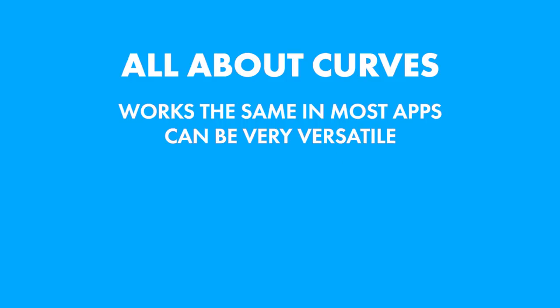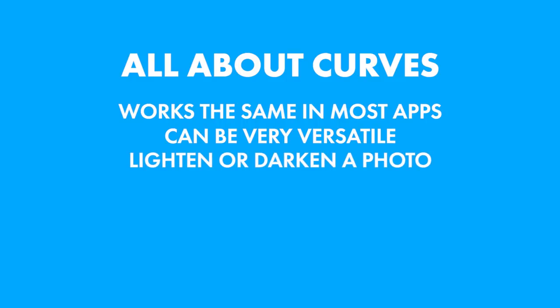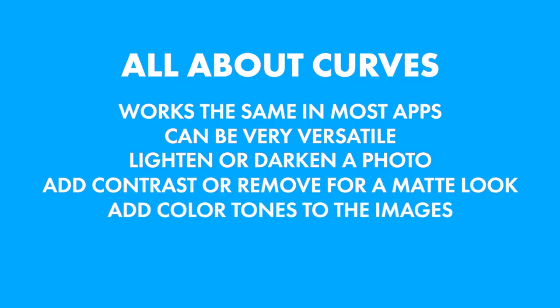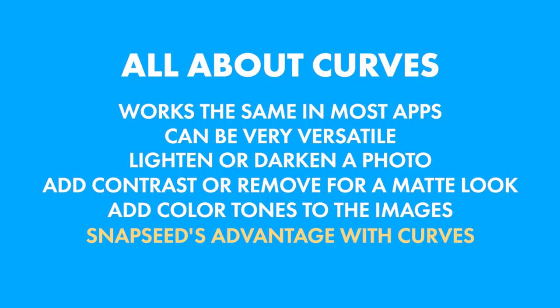You can use the Curves tool to lighten a photo, you can use it to darken a photo, you can also use it to add contrast or take contrast away and add a matte effect. And you can even use it to add color tones to your images. Snapseed also has one advantage with regards to other mobile apps, which I will come back to later.